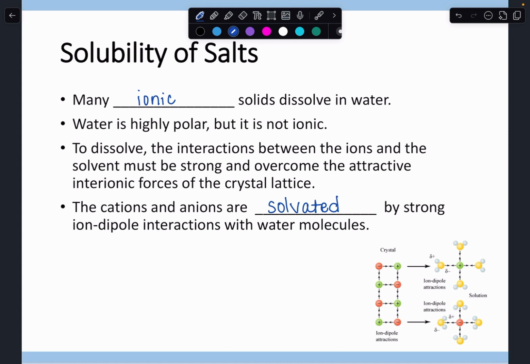In water, molecules have ion dipole attractions. So those are these arrows here. That's that force of attraction between water and the ion. So in order for an ionic solid to dissolve, that ion dipole interaction must be stronger than the attractive ionic forces of the crystal lattice, which are shown here. All of these interactions there.